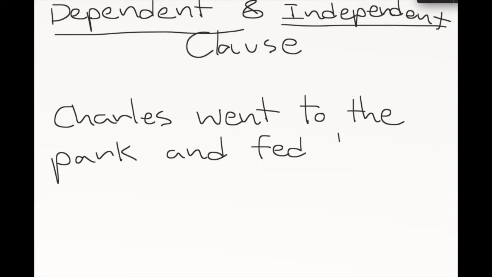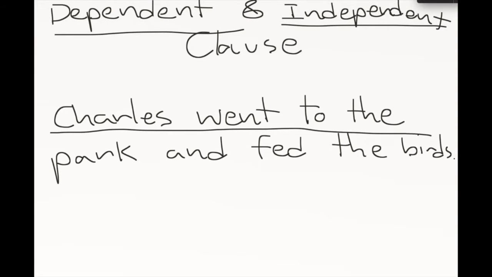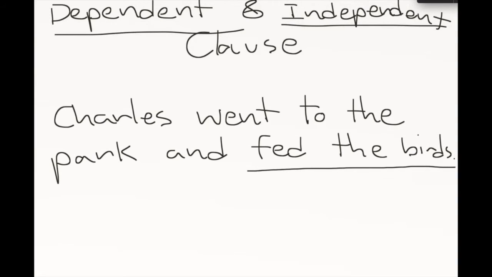So Charles went to the park is an independent clause. And fed the birds. Fed the birds is not a full sentence. It is not an independent clause, so it is a dependent clause. So we have Charles went to the park as an independent clause, and then fed the birds as a dependent clause. If you put these together, it makes a full sentence with a period on the end.